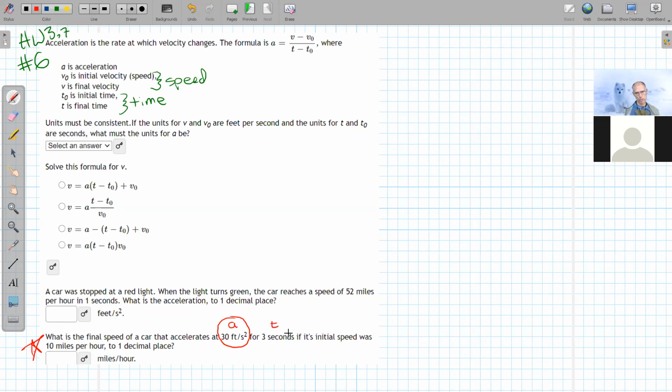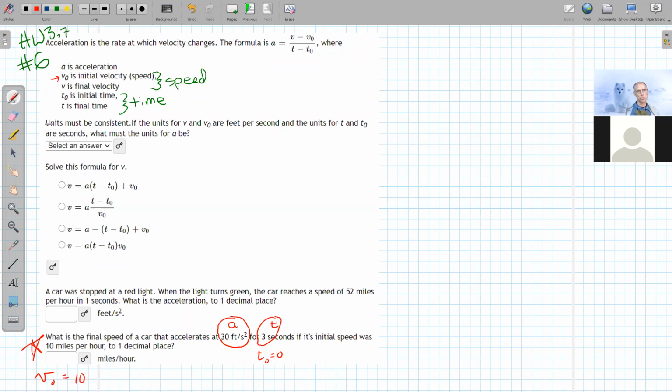And if it happened for 3 seconds, like we must have started from 0 and then counted 1, 2, 3, right? For 3 seconds. So I would say T would be 3, and then T0, we counted 3 seconds, we must have started at 0. And the initial speed was 10 miles per hour. And the initial speed is that V0 up there. So that 10 miles per hour is my V0, 10.